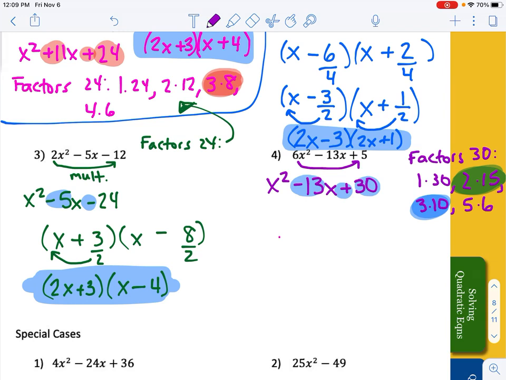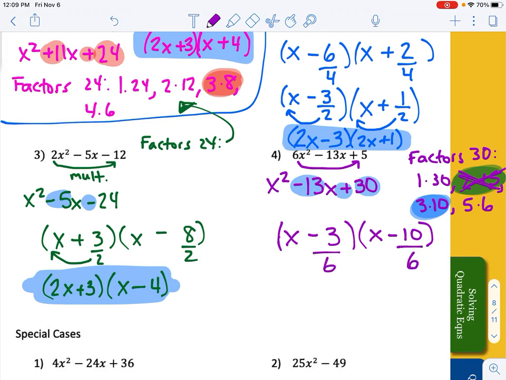So that eliminates 2 times 15 as a possible factor, because they would be subtracting. If this was a negative sign here, 2 and 15 would be our choices. So be very careful. Sometimes we have problems like these where 2 factors seem like they can work, but we really have to pay attention to those signs. So notice negative 3 times negative 10 is positive 30, and then negative 3 plus negative 10 is negative 13.